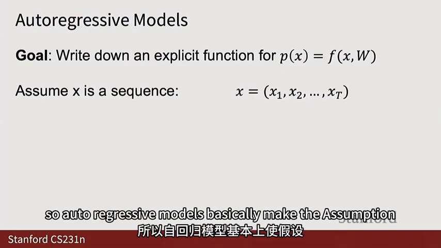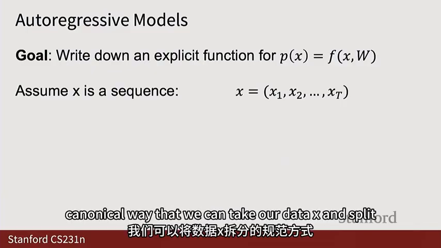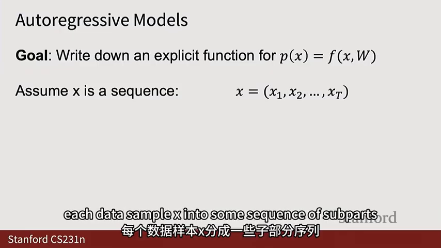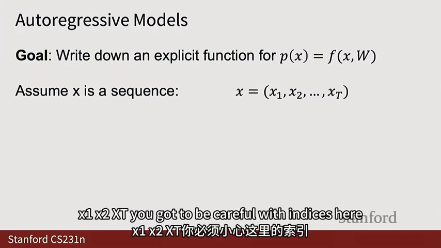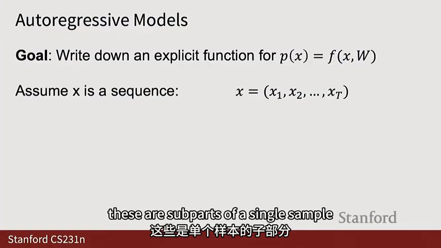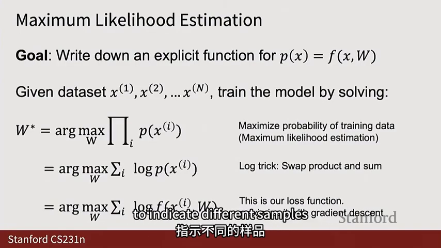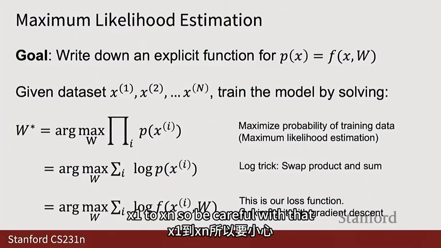So autoregressive models basically make the assumption that there is some canonical way that we can take our data X and split each data sample X into some sequence of subparts, X1, X2, XT. You've got to be careful with indices here. These are subparts of a single sample, so I use a subscript. On the previous slide, we had superscript to indicate different samples, X1 to Xn.